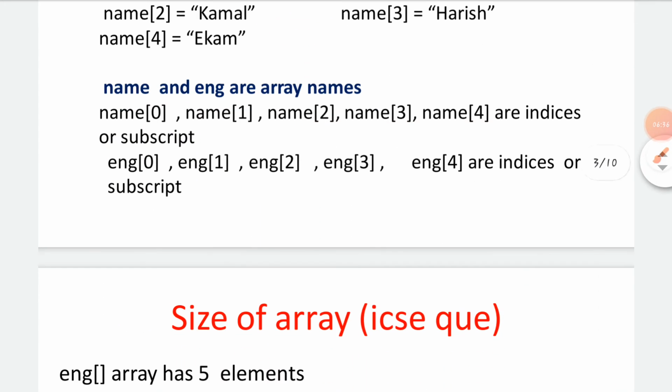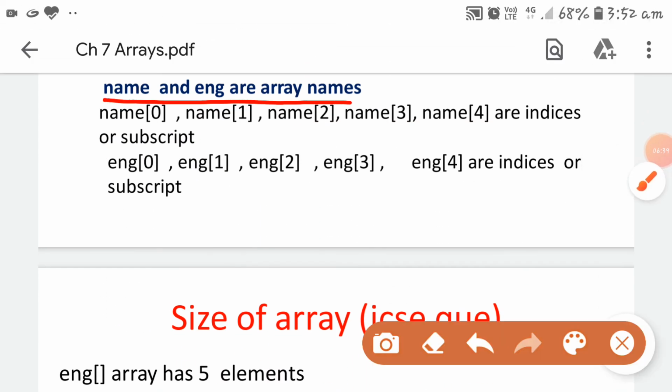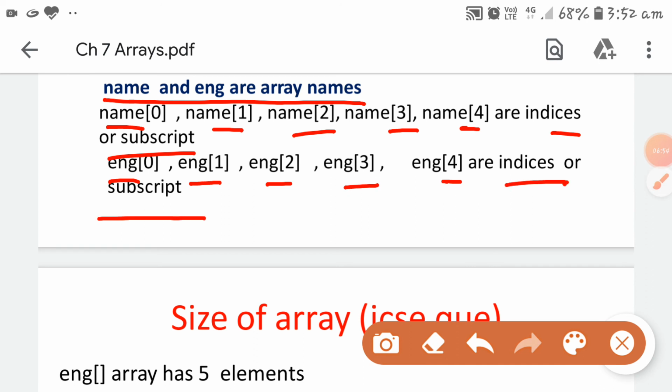Next, name and English are array names. name[0], name[1], name[2], name[3], name[4] are the indices, also called subscripts. Similarly, English[0], English[1], English[2], English[3], English[4] are subscripts. So from here you can define what a subscript is and what a subscripted variable is, and also the difference between a subscript and a subscripted variable.